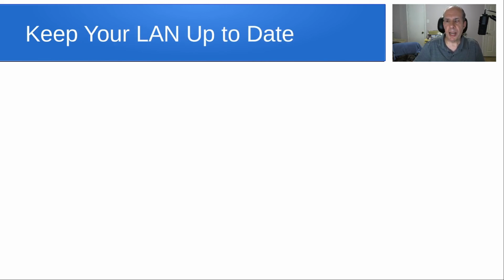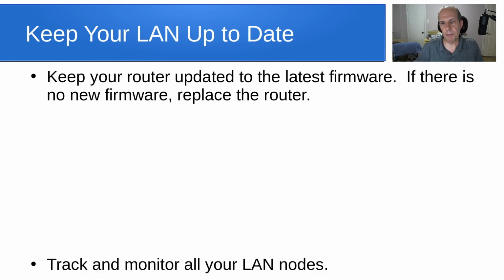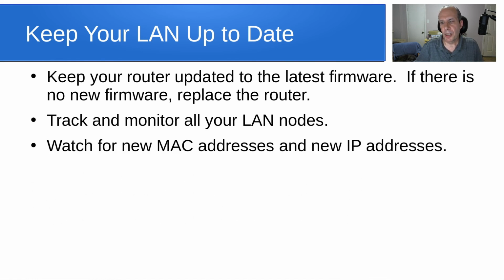So, keep your LAN up to date. Keep your router updated to the latest firmware. If there's no new firmware, hey, replace the router. If your router vendor has not come up with new firmware for that model for a year or 2 years, that router is out of date. Replace it, especially if you're going to self-host. Track and monitor all of your LAN nodes. You should know what's on your network. Watch for new MAC addresses and new IP addresses showing up that you don't understand.